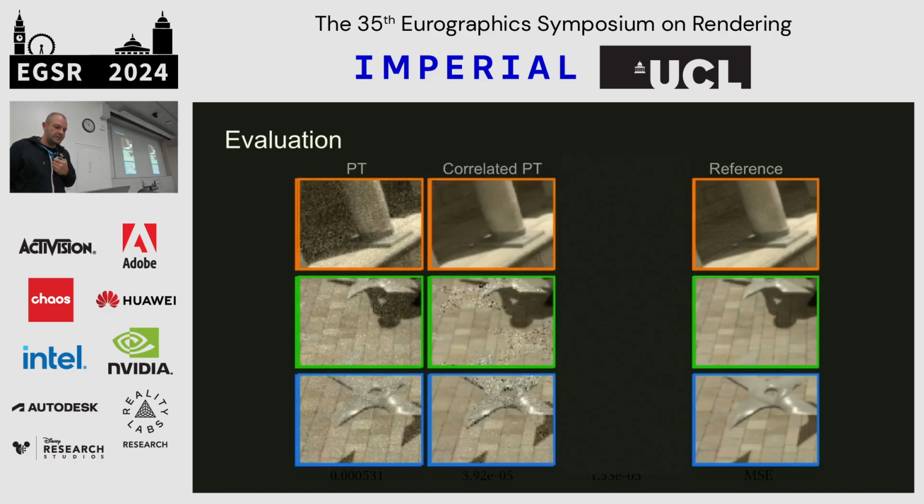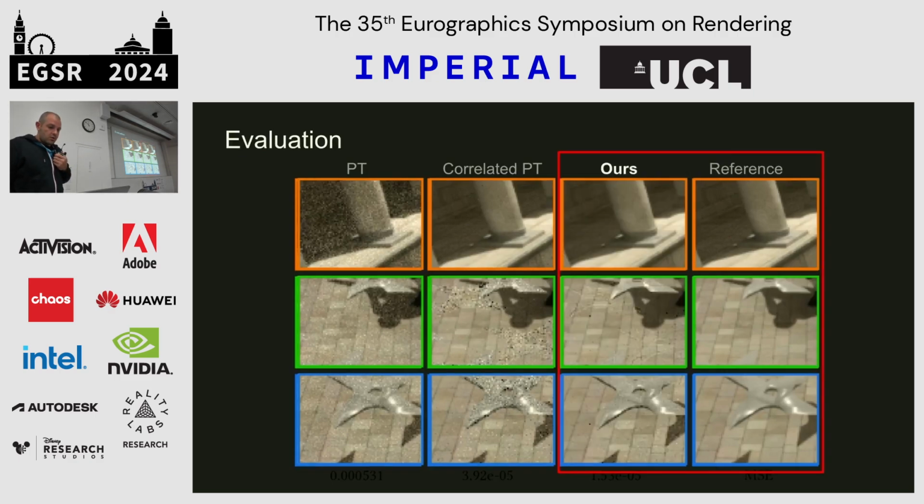This one is noisy. Correlated path tracing is less noisy in the static parts, but actually more noisy in the dynamic parts. And this is rendered using our framework with our techniques and our mapping, showing reduced noise overall. There is some ghosting. We'll come back to this in a bit.